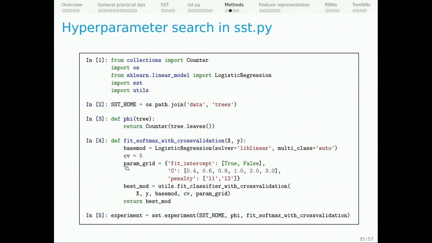And then the really interesting thing is this, what in scikit is called the param grid. So it's saying for the intercept bias, I'm going to try the model with and without. For this value C, which is the inverse regularization strength, I'm going to explore this range of values from 0.4 to 3. And I'm also going to explore which kind of regularization I do.